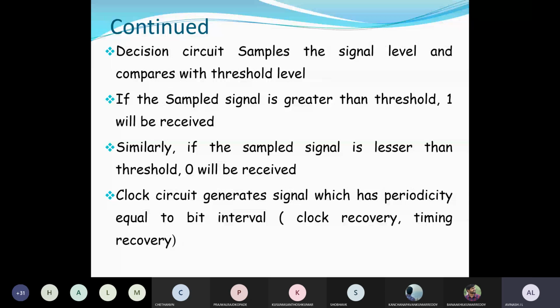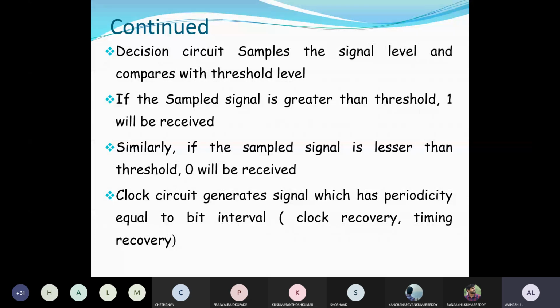Okay, next sentence: the decision circuit samples the signal level and compares it with the threshold level. Once we compare, after comparison something has to come out. What is that particular decision? If the sampled signal is greater than the threshold, 1 will be received.